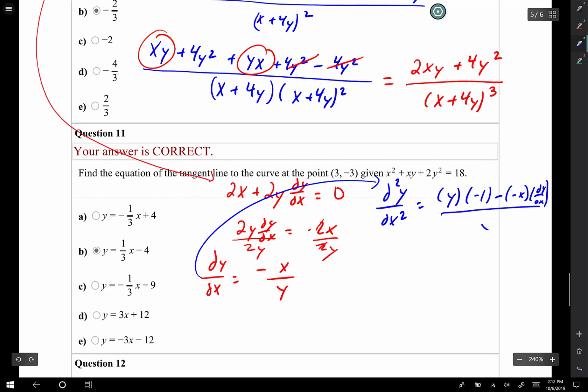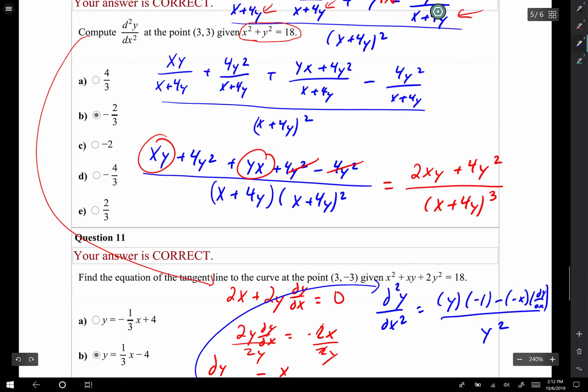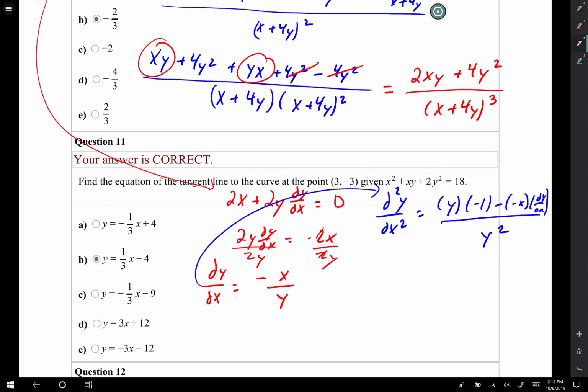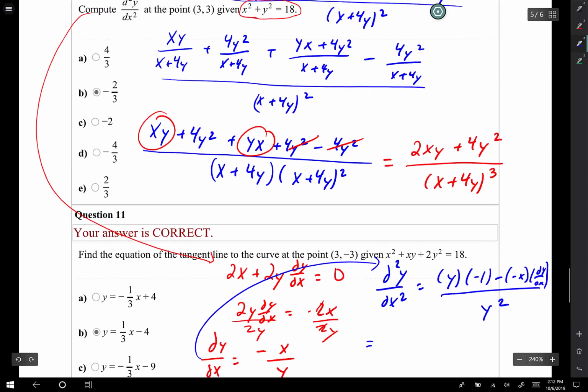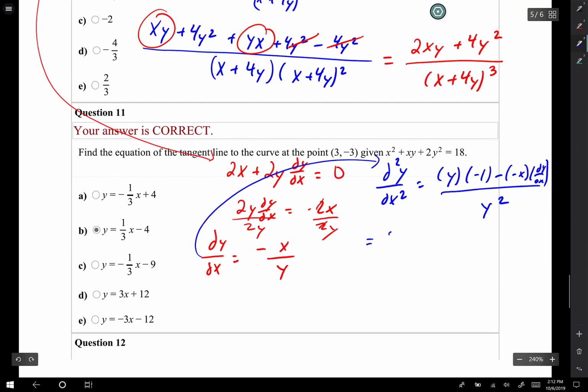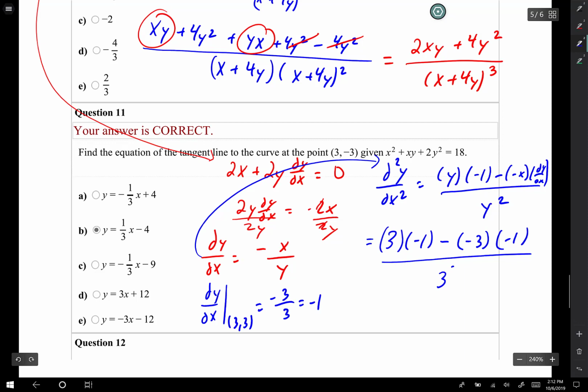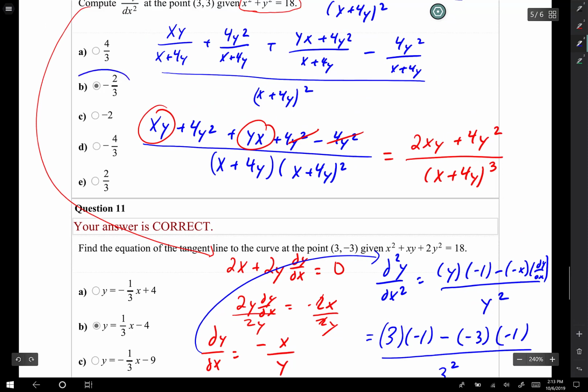all over bottom squared. And they gave me a point. The point was 3, 3. So from there you can just substitute in, guys. The point was 3, 3 for both. So I'm just going to substitute 3 times a negative 1 minus a negative 3. And let's see what dy/dx is. Right here, dy/dx at (3, 3) is equal to negative 3 over 3, which is just negative 1. So negative 1 over 3 squared. So you get negative 3, minus another 3, over 9, so negative 6 over 9, so that's negative 2/3. So we come back, and there it is, negative 2/3.